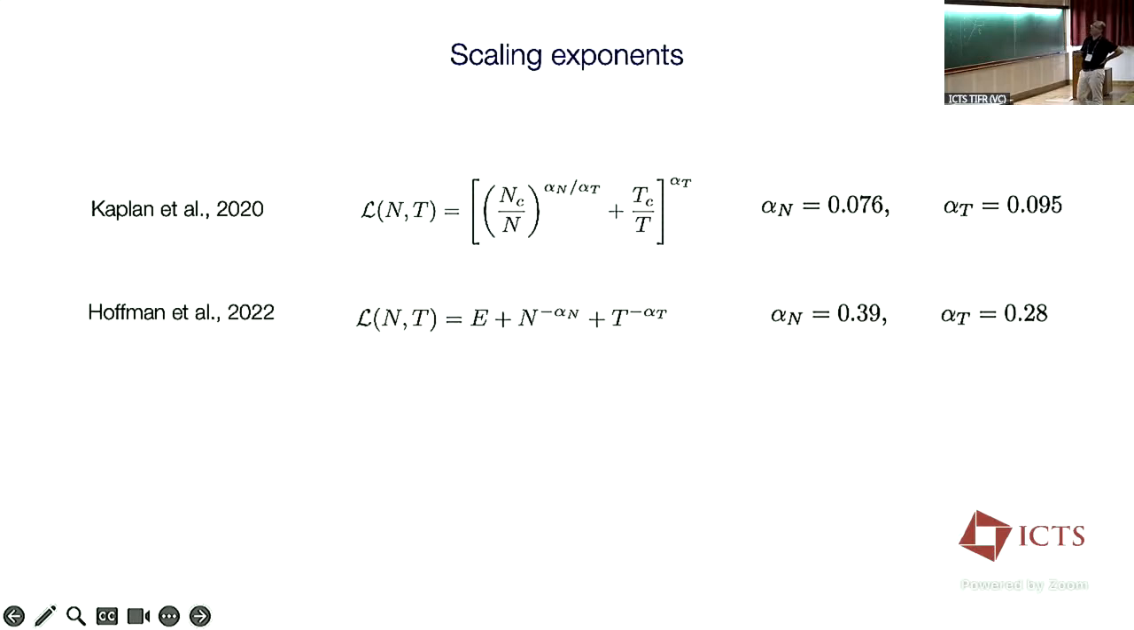N_C and T_C here are some constants, and E is a constant. They did fits, and they got parameters that look like scaling exponents like this, which is interesting. Okay, I want to point to one thing. This might be a total coincidence, but who knows? The N here refers to the number of parameters. In these experiments, the width and depth were scaled with a fixed aspect ratio.